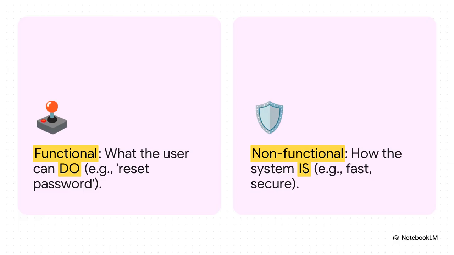The specific actions a user can take, like reset password. But then you have non-functional requirements. That's the how the system is. It needs to be fast, it needs to be secure. You have to define both, because a feature that works but is slow as molasses is a failed feature.